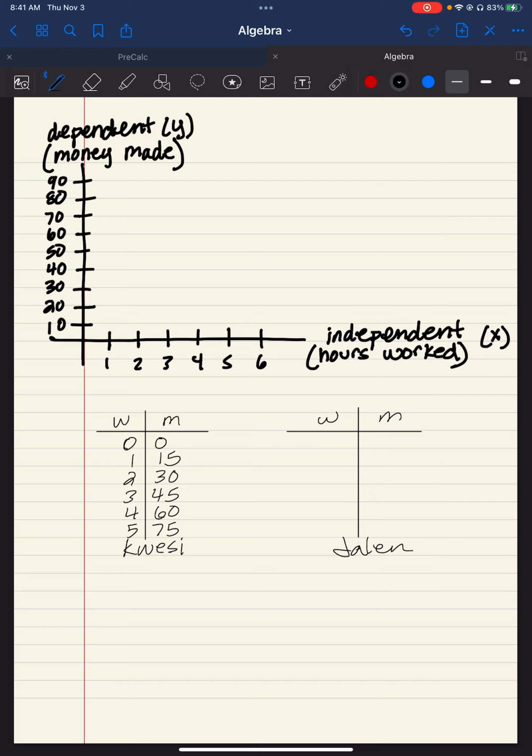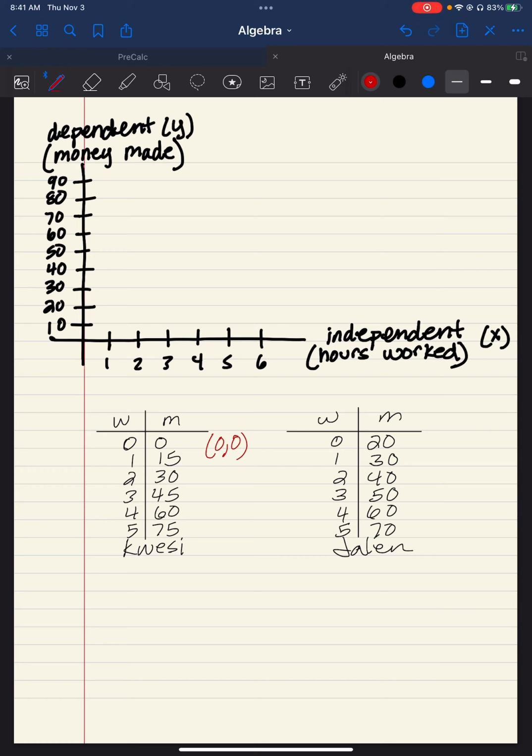Jalen's was 0, 20, 1, 30, 2, 40, 3, 50, and 4, 60, we could keep going, 5, 70. So let's use red for Quessy, and we're going to plot his points. Watch, something really cool happens. So 0, 0. This is actually a point, 0, 0. That's what those two things look like when we put them together as a point.